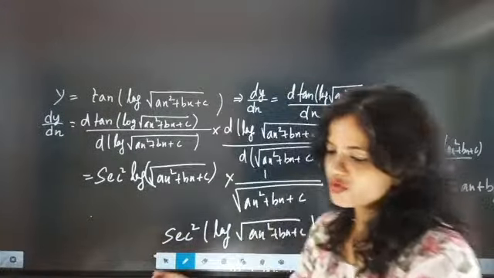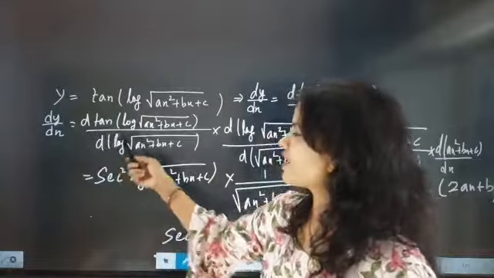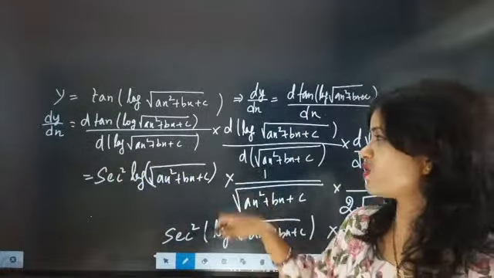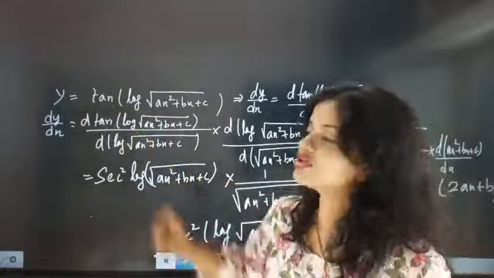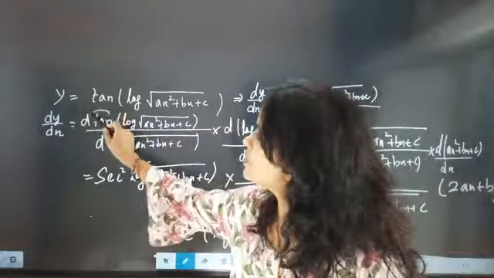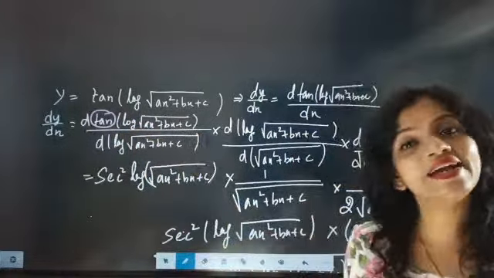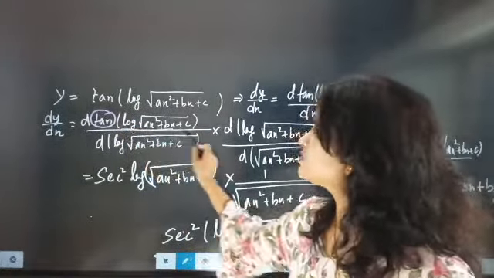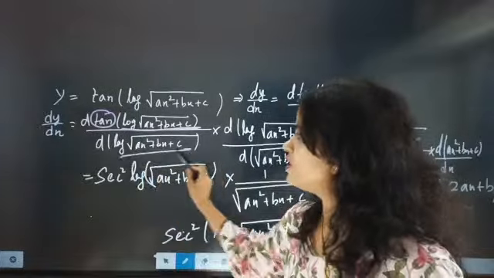I am fine. Now look here. So d of tan of log of root under ax square plus bx plus c is there. So first remove tan. Gautam, first remove tan. What is inside tan? That is log of this part. With respect to that only differentiate.